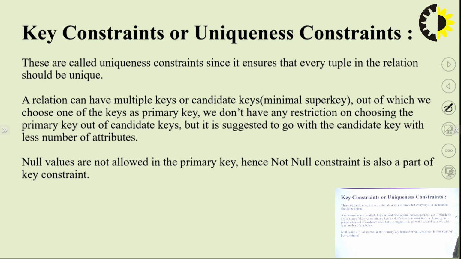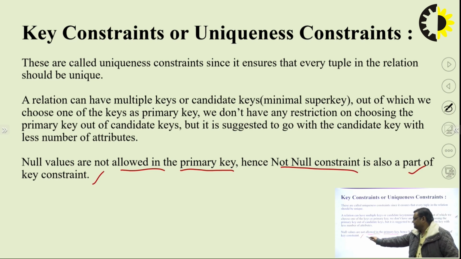We can choose any type of attribute to be used as a candidate key. A minimal set is required so that it can uniquely describe the table. Null values are not allowed in the primary key, and the not null constraint is also a part of the key constraint. This is an important point: null values are not allowed in the primary key.